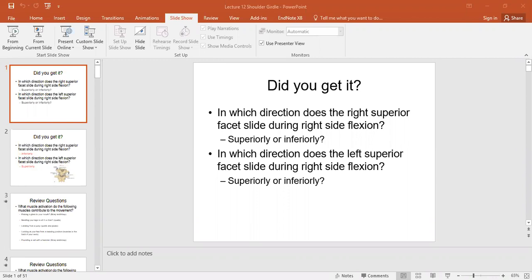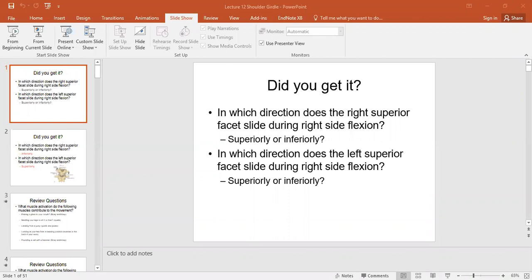And then the retractors. Let's do this and then we'll take a break. So the retractors are the ones that are pulling that medial border in towards the spine, right? Keeping that arm from flinging out to the side when you throw a ball or when you do a push-up, that sort of thing. We're talking middle and lower trap and rhomboids.